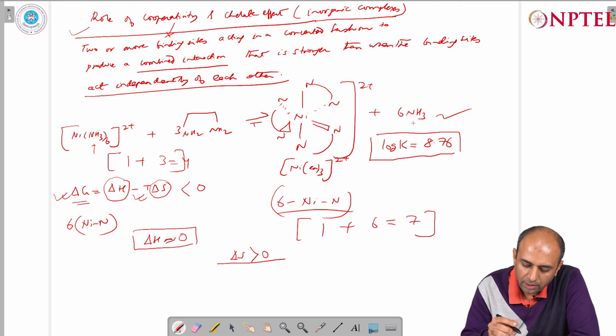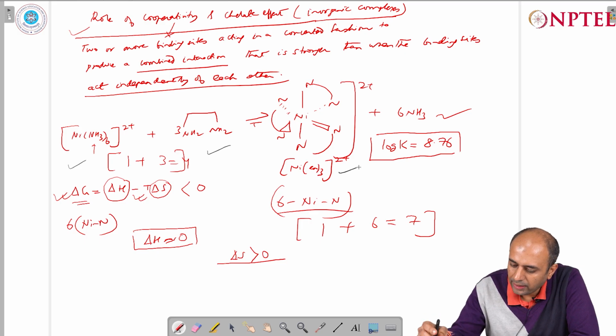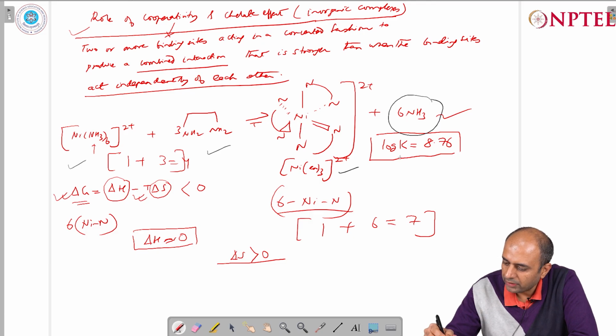As you can see here, we have started with hexamine nickel 2 plus. We have taken ethylene diamine as a ligand. This is a bidentate ligand, and during this chemical reaction, the monodentate ligand, that is ammonia, is consecutively, stepwise, replaced by the bidentate ligand, ethylene diamine, forming the tris ethylene diamine nickel 2 complex, and 6 ammonia molecules are removed from the primary coordination sphere of the metal ion and released into the bulk. The equilibrium constant for this process is reflected in the magnitude of log K, which is 8.76.